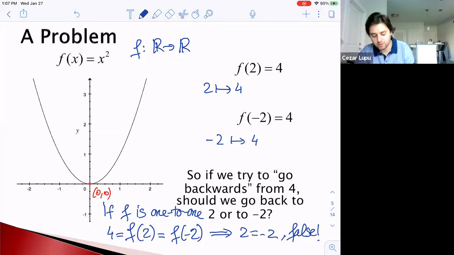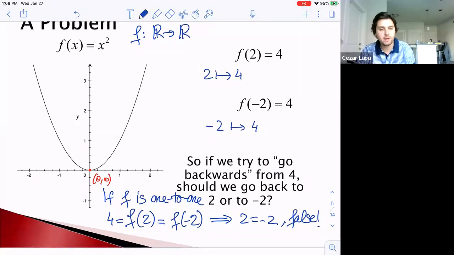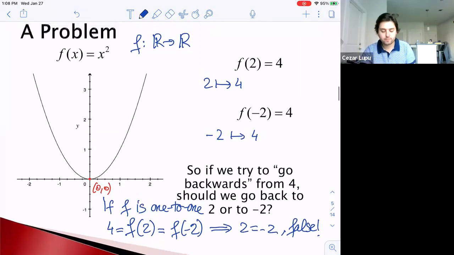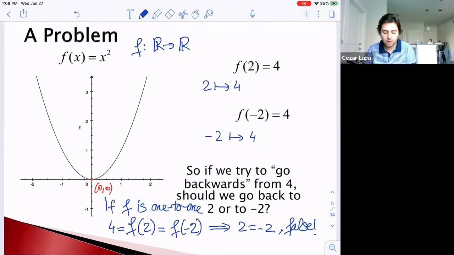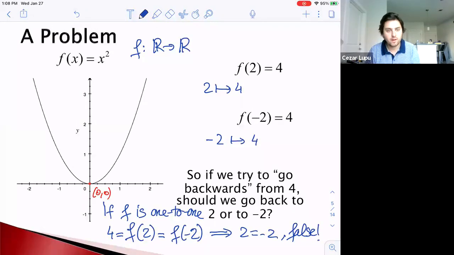What can you tell me by just looking at this graph? There is another reason why this function is not 1-to-1 on the entire real line. First, let's look at the graph. What can you tell me by just looking at the graph, at the parabola? What can you tell me about the function?